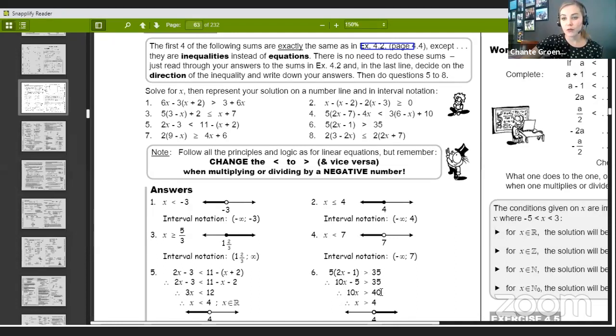It's going to become 40. Then what I want to do next is I want to get this x alone. So I'm going to divide by 10. What I do on this side, remember, I have to do on that side. So therefore, x is equal to 4. Okay, did you get that? Let's see.